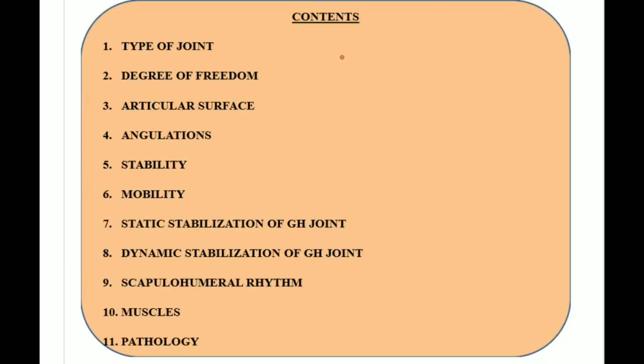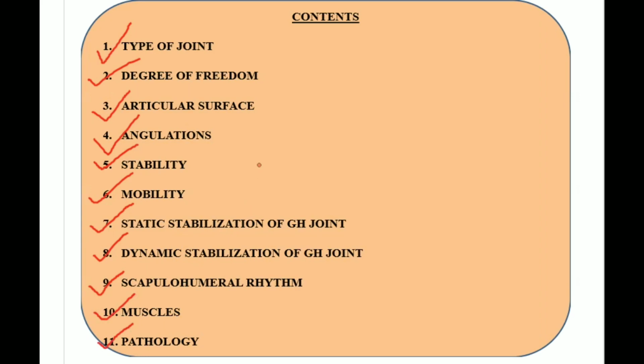So here are the contents of the glenohumeral joint. As you can see on the screen, the glenohumeral joint is divided into 11 points or headings, you can say. First we will look at type of joint, degree of freedom, articular surface, angulations, stability, mobility, static stabilization of GH joint, dynamic stabilization of GH joint, scapulohumeral rhythm, muscles, and then joint pathology at last.